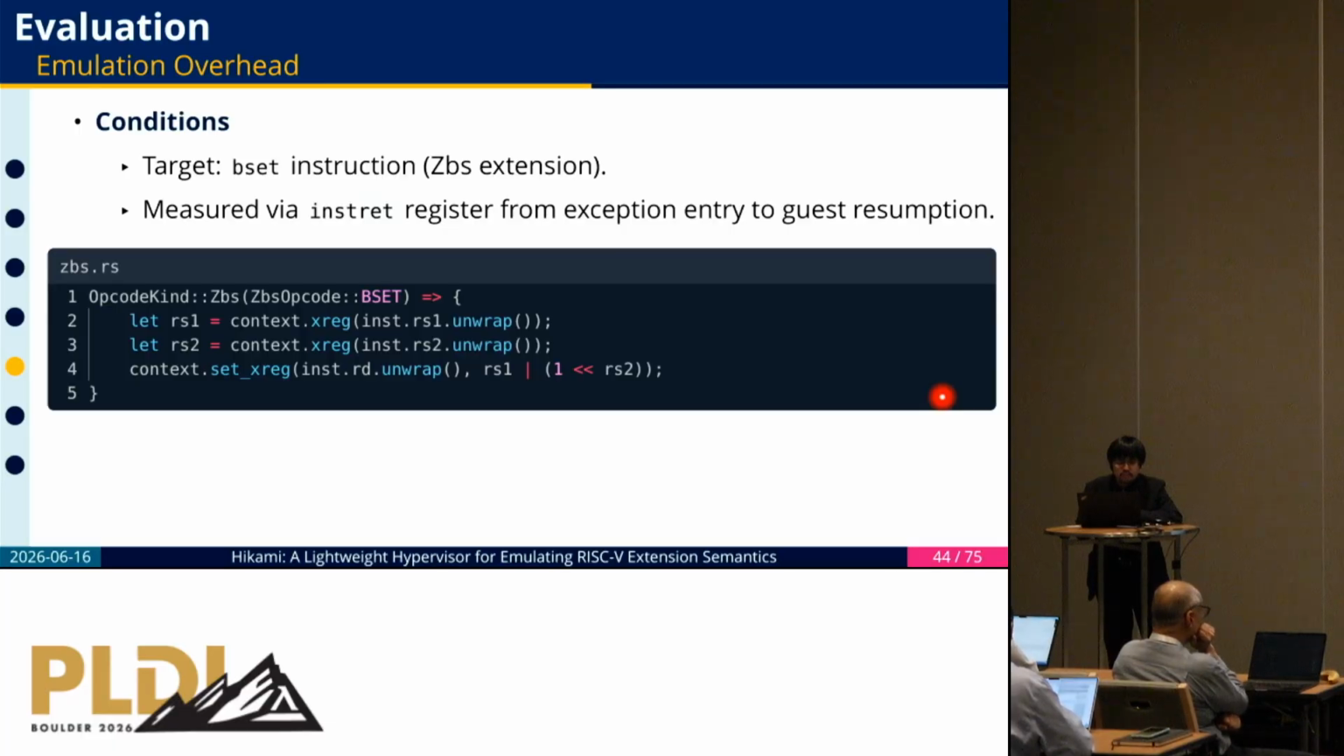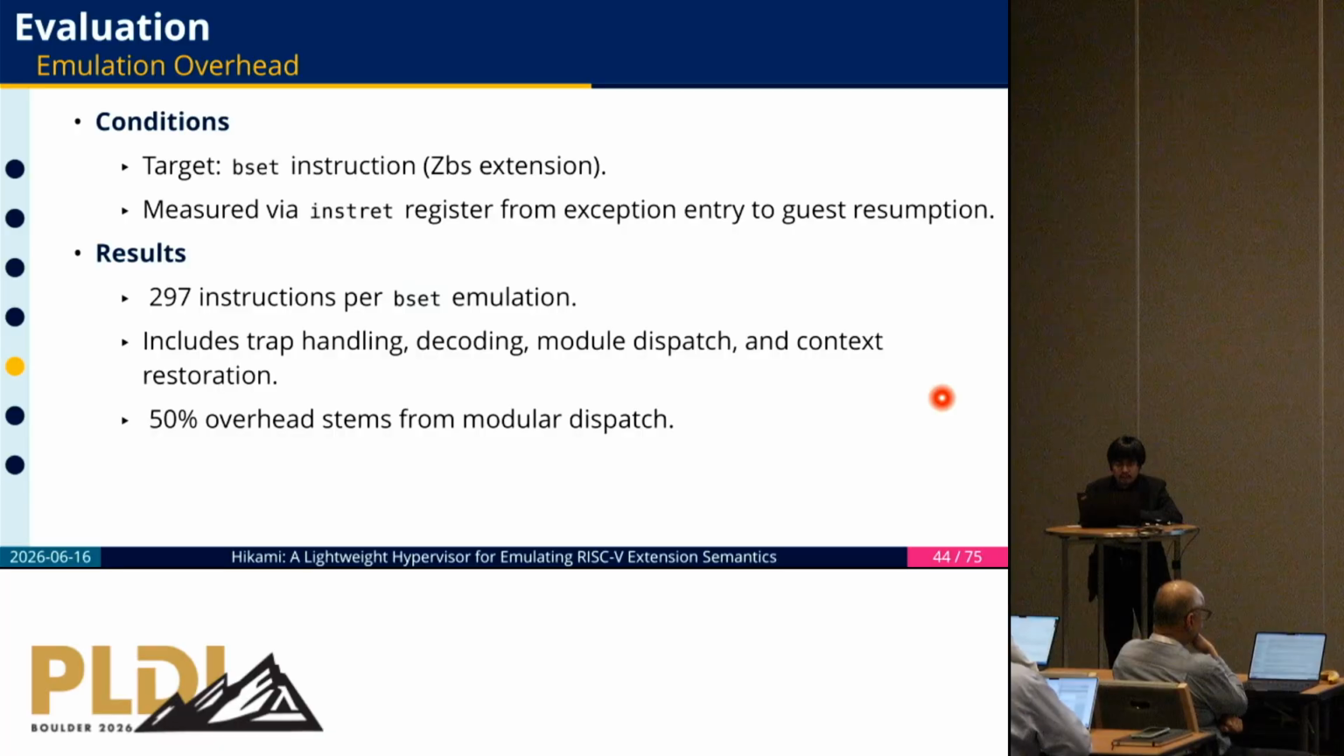To measure the emulation overhead, we counted the number of instructions executed by the hypervisor to handle a single BSET instruction trap. Emulation overhead is approximately 300 instructions per trap. About half comes from the modular dispatch mechanism, a trade-off for ease of use.